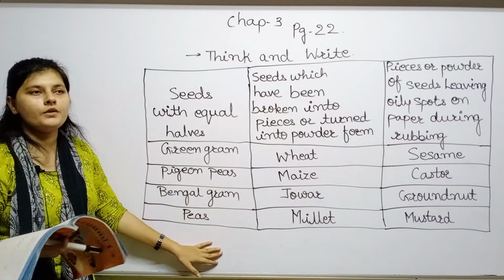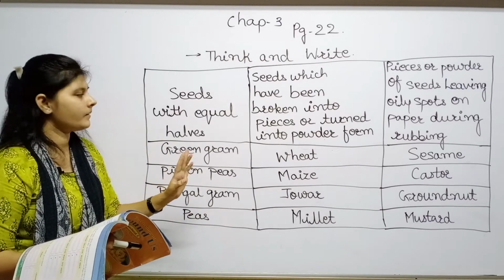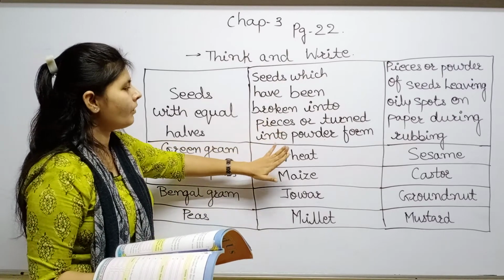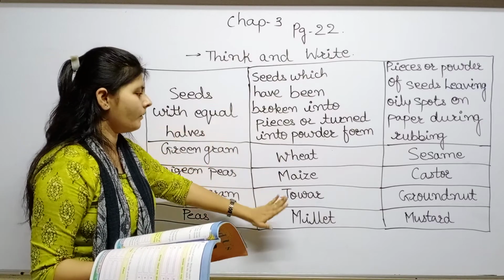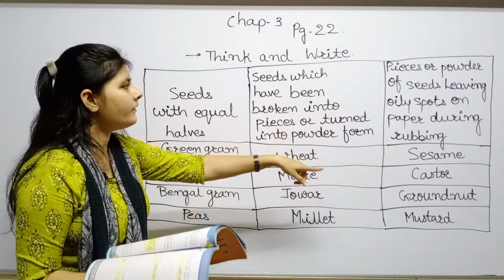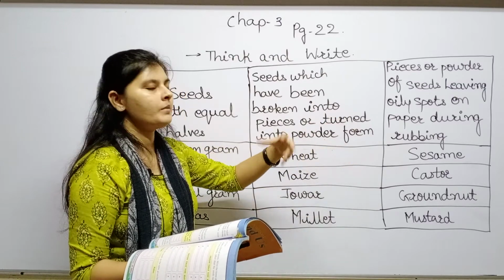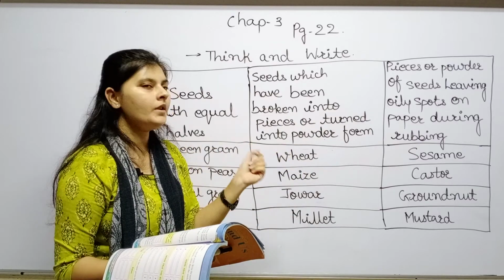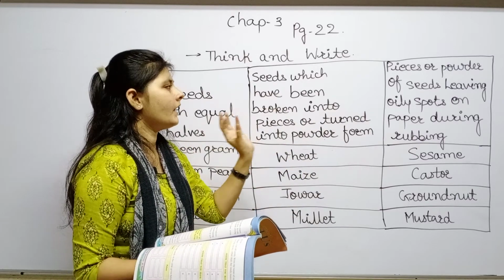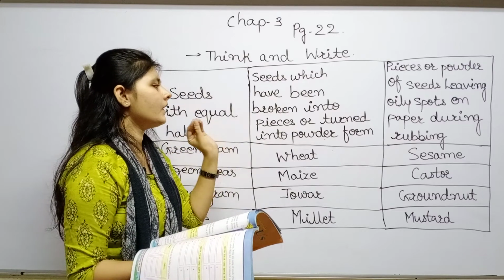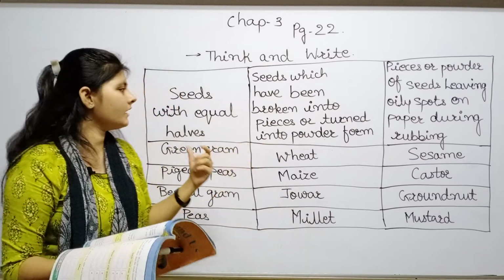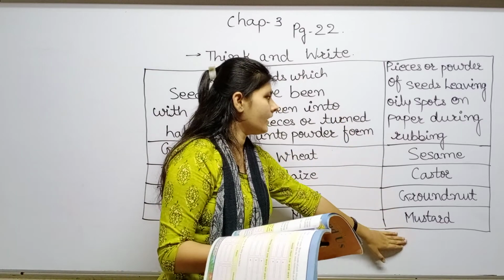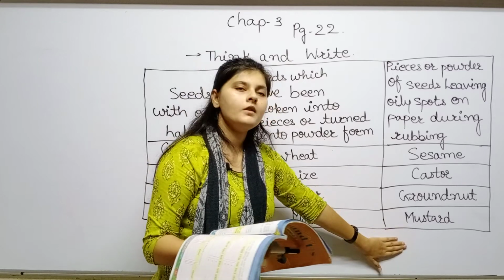So if the seeds are going to convert into two equal halves while breaking, they are pulses. If they are totally broken into pieces or turned into powder form, they are cereals. And if, when you are breaking them or making a paste or something else, they are releasing oil, and when you are rubbing on the paper, you find oily spots on the paper, they are called oil seeds. So is everyone clear about the pulses, then the cereals, and if they are leaving oily spots, they are called oil seeds.